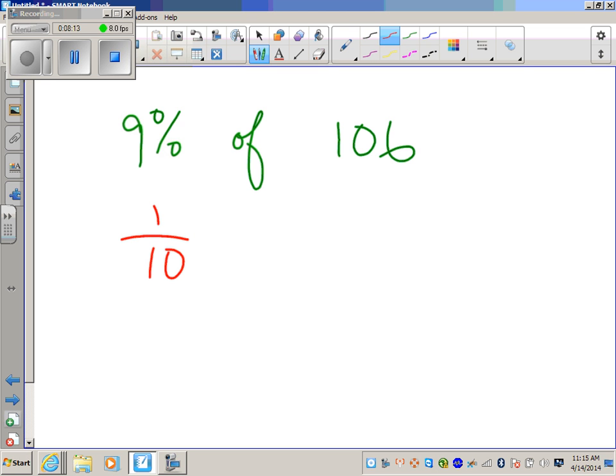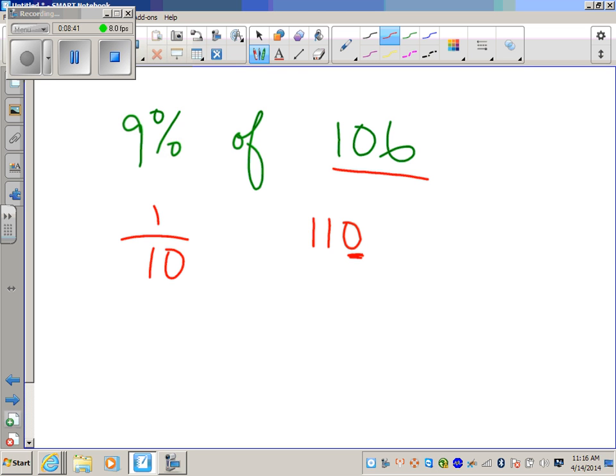Okay. Now, what number closest to 106 is divisible by 10? I mean, 100 is close, but what is it closer to? It's 6 away from 100. It's only 4 away from 110. How do I know it's divisible by 10? Because it ends in a 0.